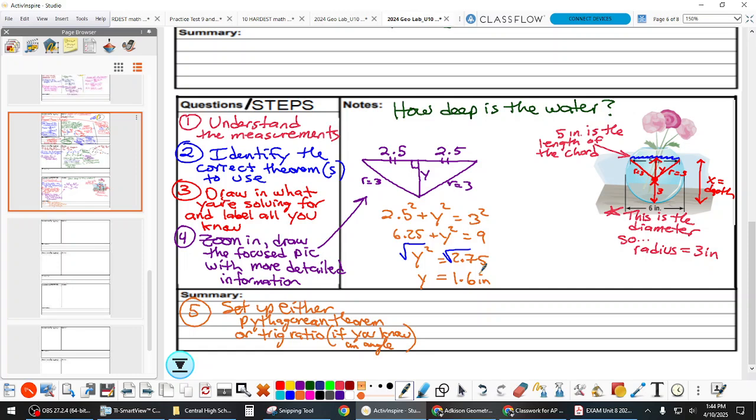Alright, so what is the total depth of the water? And we're not going to add a step for that because that's totally dependent on the problem, but we can go ahead and finish it. Well, we were 3 to center, and then 1.6 more from there. So 4.6 inches of water.